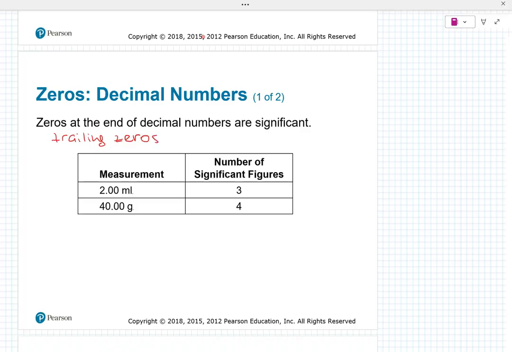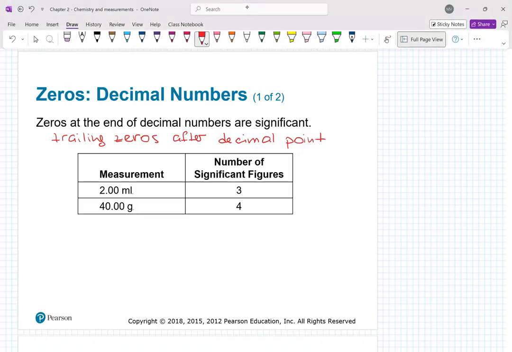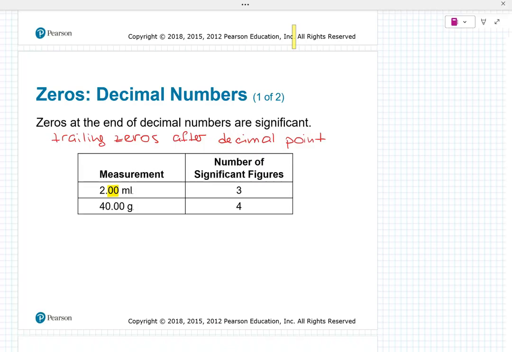Trailing zeros after decimal point. Does that make sense? So, let me use this table to show what I mean. So first number, 2 milliliters, right? We have 2 zeros to the right of the decimal point. Everybody agrees with me? They are significant automatically.